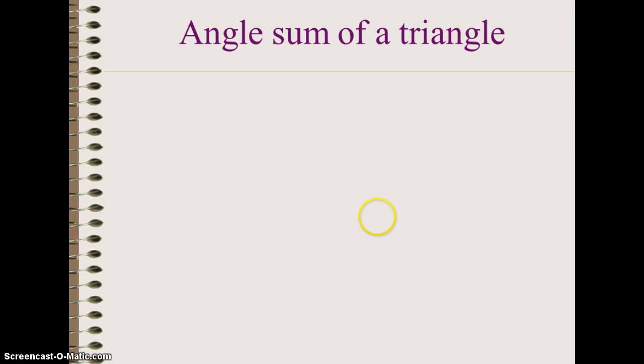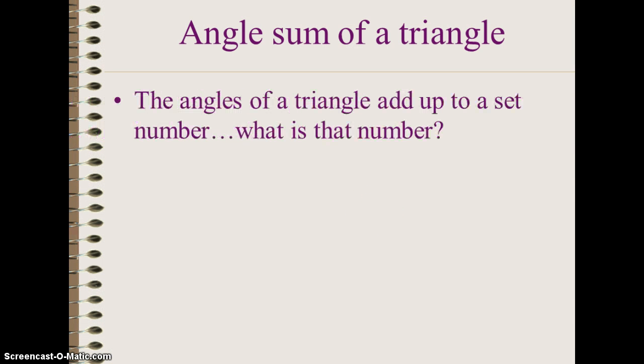The first is called the angle sum of a triangle. And I know a lot of you coming in probably already knew this, but we're going to pretend that we didn't. The angles of a triangle are going to add up to a set number, and we can find out what that number is.